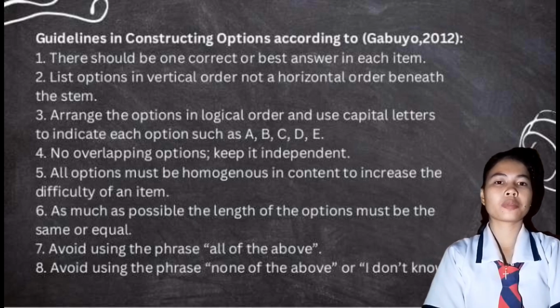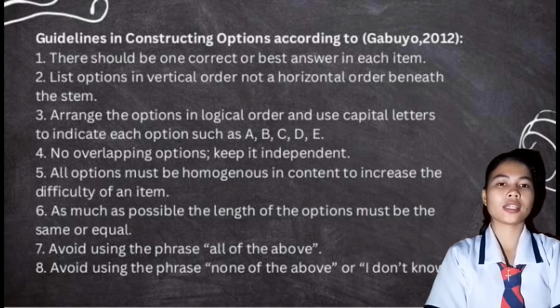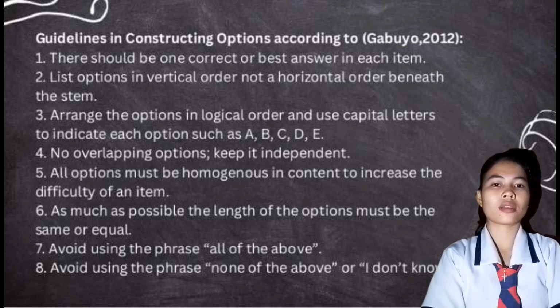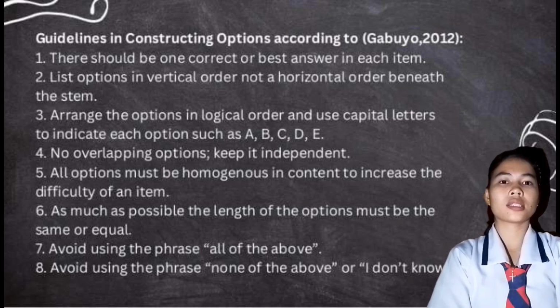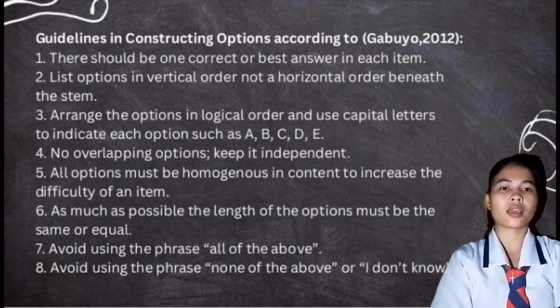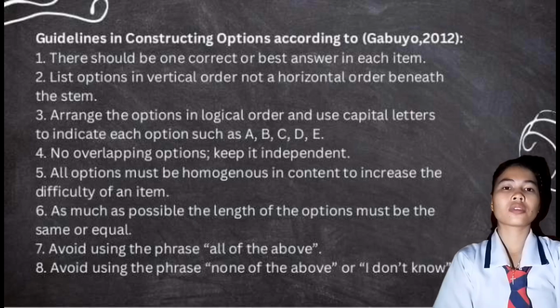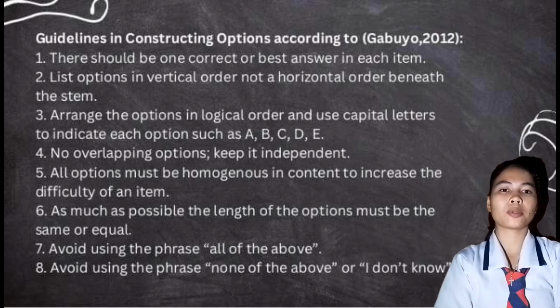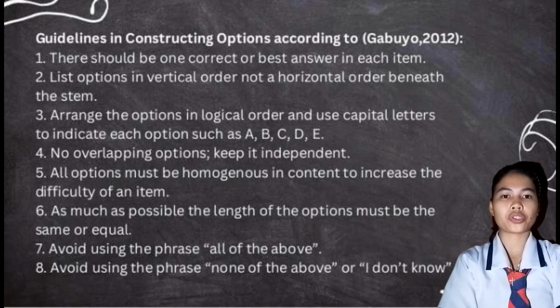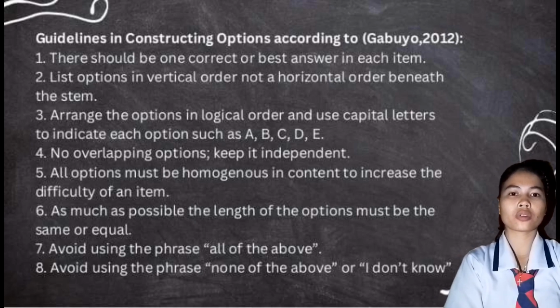Having one correct answer per item enhances objectivity, clarity, and alignment with learning objectives. Vertical listing of options improves readability, consistency, and overall aesthetic appeal. And logical arrangement and the use of capital letters contribute to structural clarity and professional presentation. And independent options without overlap ensure clarity, reliability, and objective evaluation. Homogeneity in option content increases difficulty and fairness.